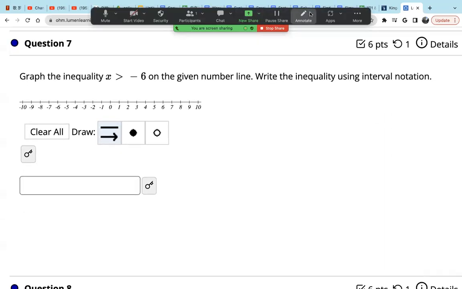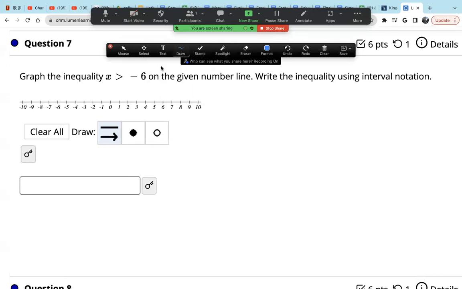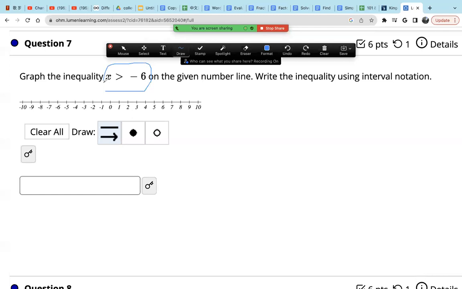Question 7. So we want to graph this, x greater than negative 6. So no equal sign. What do we do? First, we find negative 6. Negative 6 is here. This has no equal sign, so we'll make an empty circle. Greater than, we go to the right. And that's it. Graph like this.